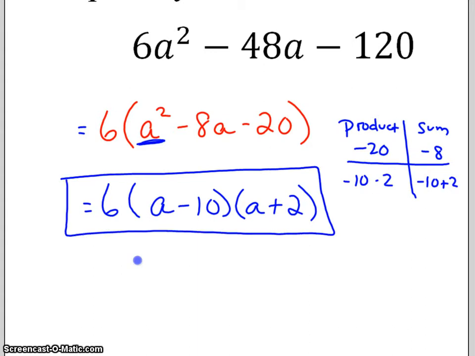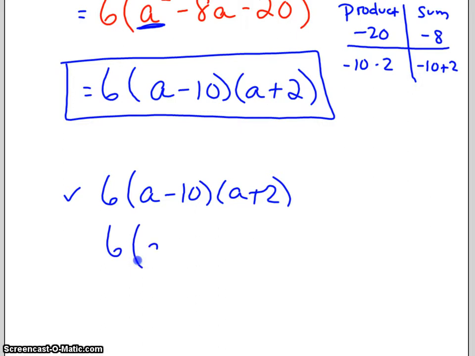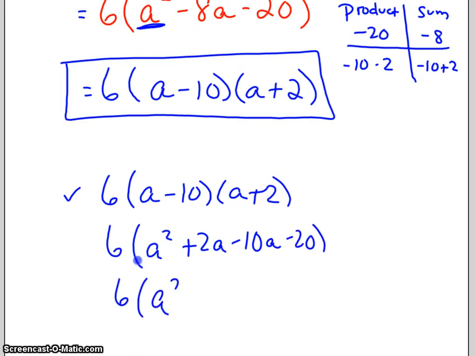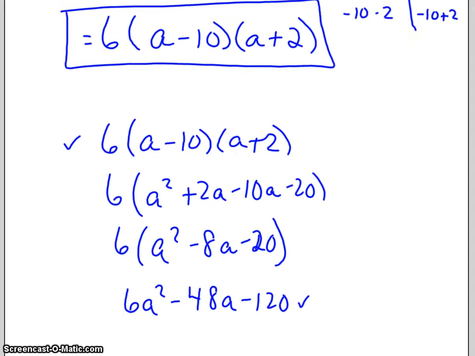So let's check the a minus 10, a plus 2, see what happens. This is just a check here. So bring the 6 down, so that means a times a is a squared, and then plus 2a, and then minus 10a, and then minus 20. That gives us 6 times a squared minus 8a minus 20. Looking good so far. Now if we multiply the 6 back in, we get 6a squared minus 48a minus 120, which is what we had originally. Therefore, this checks to be the correct answer.